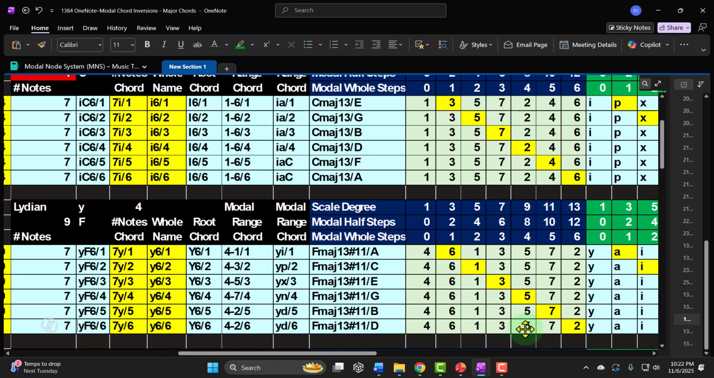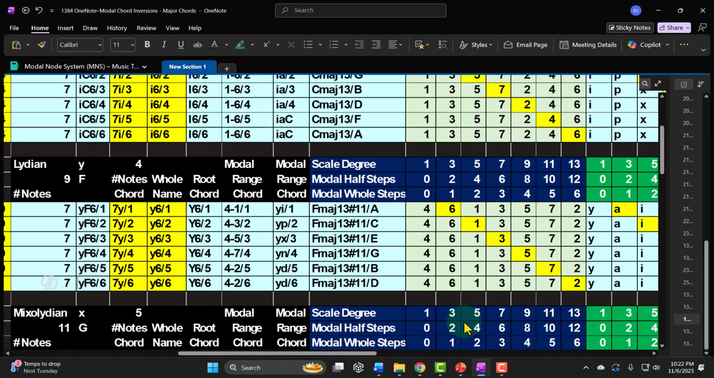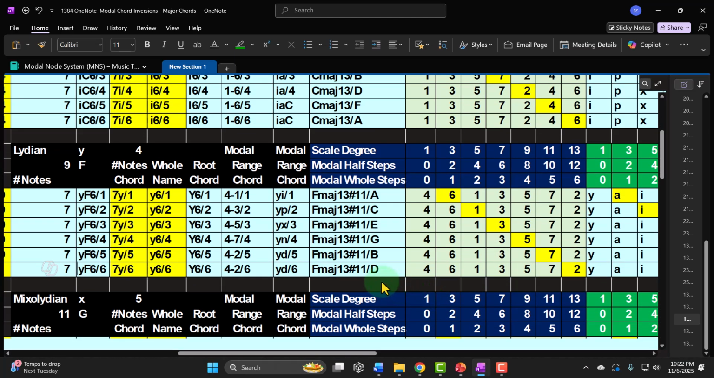And finally, for the Lydian, we have an F major 13 sharp 11/D, which would better be the 7Y/6 or Y6/6, which would be a 7-note Lydian 6th inversion, or a Lydian 6th modal whole step 6th inversion, meaning go 6 modal whole steps up and pick that one for the lowest note, which happens to be nodal point number 2, which is a Dorian.